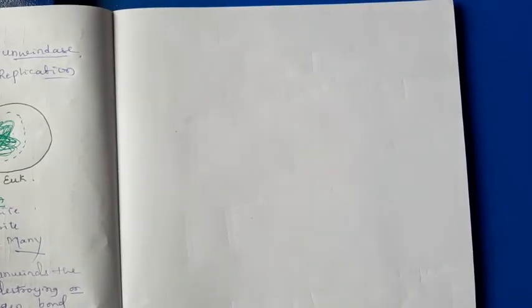In the previous class, we started the DNA replication process. In that, we already completed two enzymes: the DNA polymerase enzyme, its functions and its types, and then the helicase enzyme, what helicase is. All these things we already discussed. Today we will discuss the remaining enzymes which are very necessary for the DNA replication process.